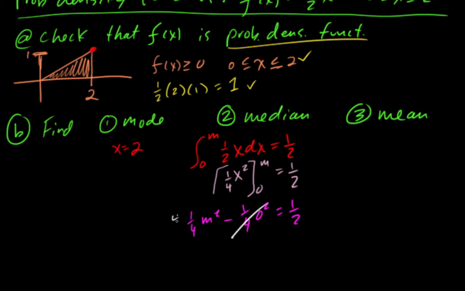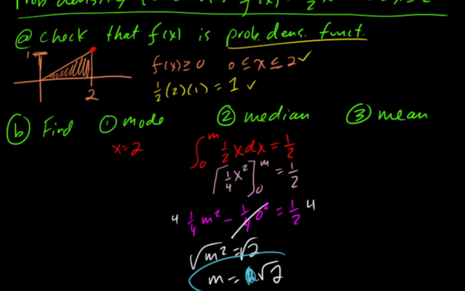And so I'm going to multiply both sides by 4. We get m squared is equal to 2. We square root both sides. m is equal to plus or minus the square root of 2, but we have to be in between 0 and 2, so we can throw out that negative. And so m is just going to be the square root of 2.